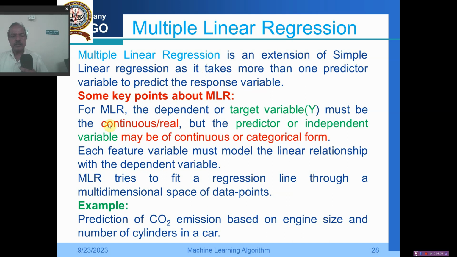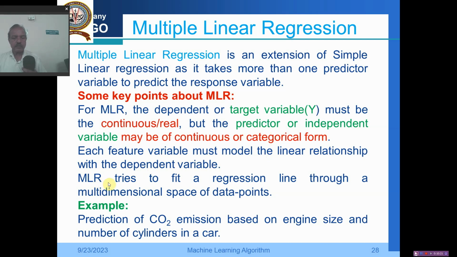Here, some key features of multiple linear regression are that the dependent or target variable y must be continuous or real. But the predictor or independent variables may be continuous or categorical. Categorical means values like true, false, yes, good, no, like that. And each feature variable must model a linear relationship with the dependent variable.